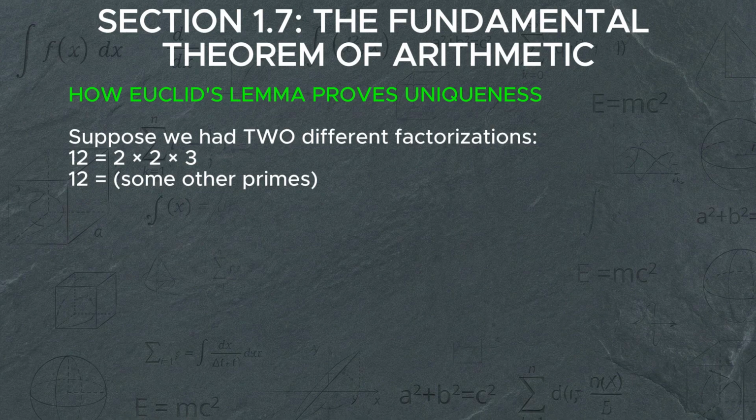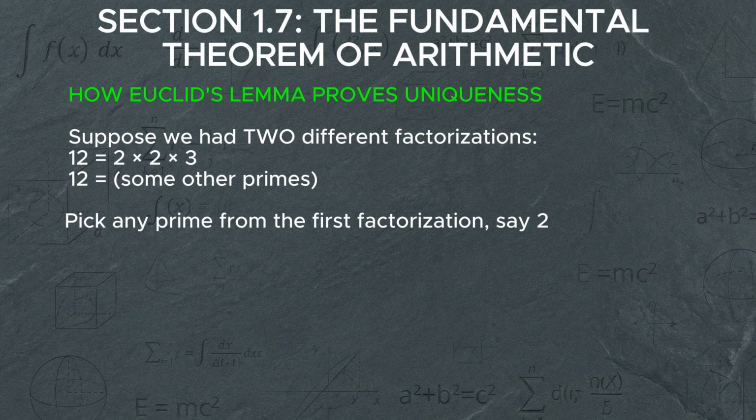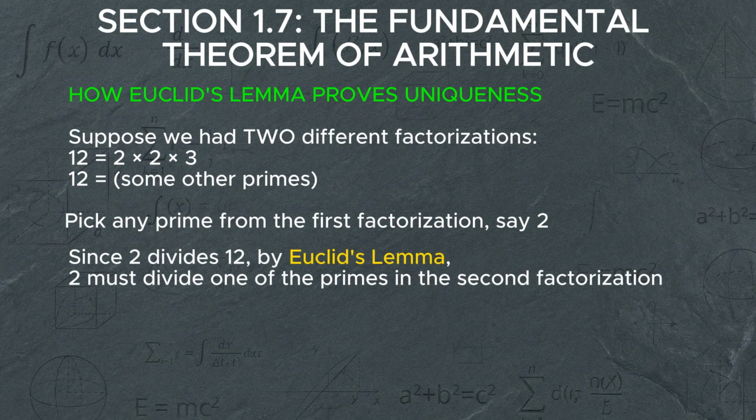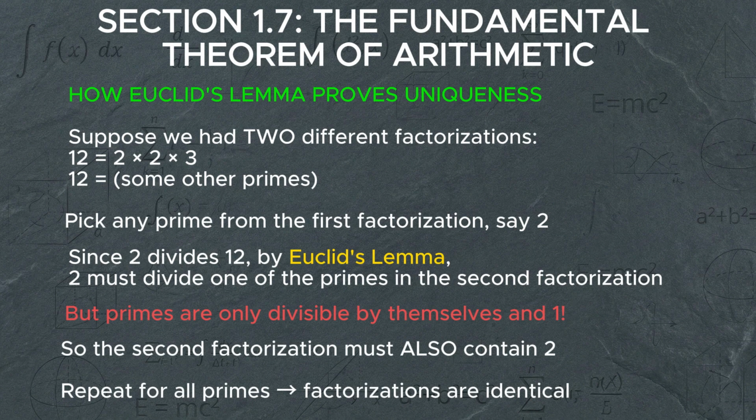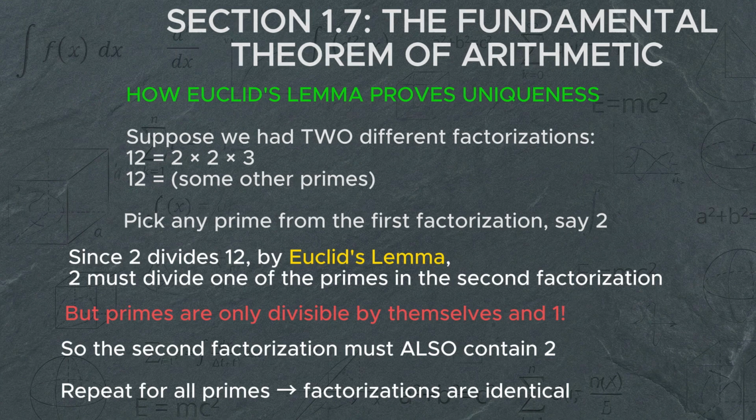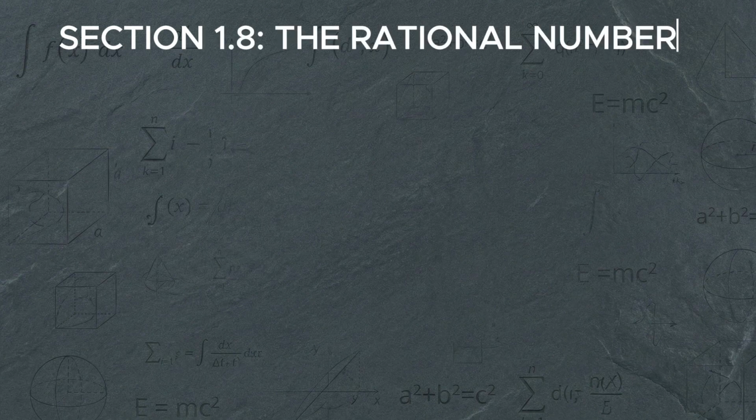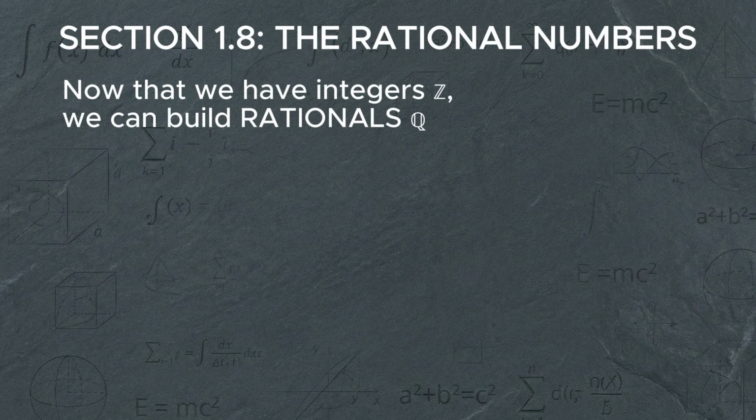Here's the logic. Suppose for contradiction that 12 had two different prime factorizations. Pick any prime from the first factorization, say 2. Since 2 divides 12, by Euclid's lemma, 2 must divide at least one of the primes in the second factorization. But primes are only divisible by themselves and 1. So the only way 2 can divide a prime is if that prime is 2. Therefore, the second factorization must also contain 2. Repeat this argument for every prime in the first factorization, and you conclude the two factorizations must be identical. Uniqueness is proven.